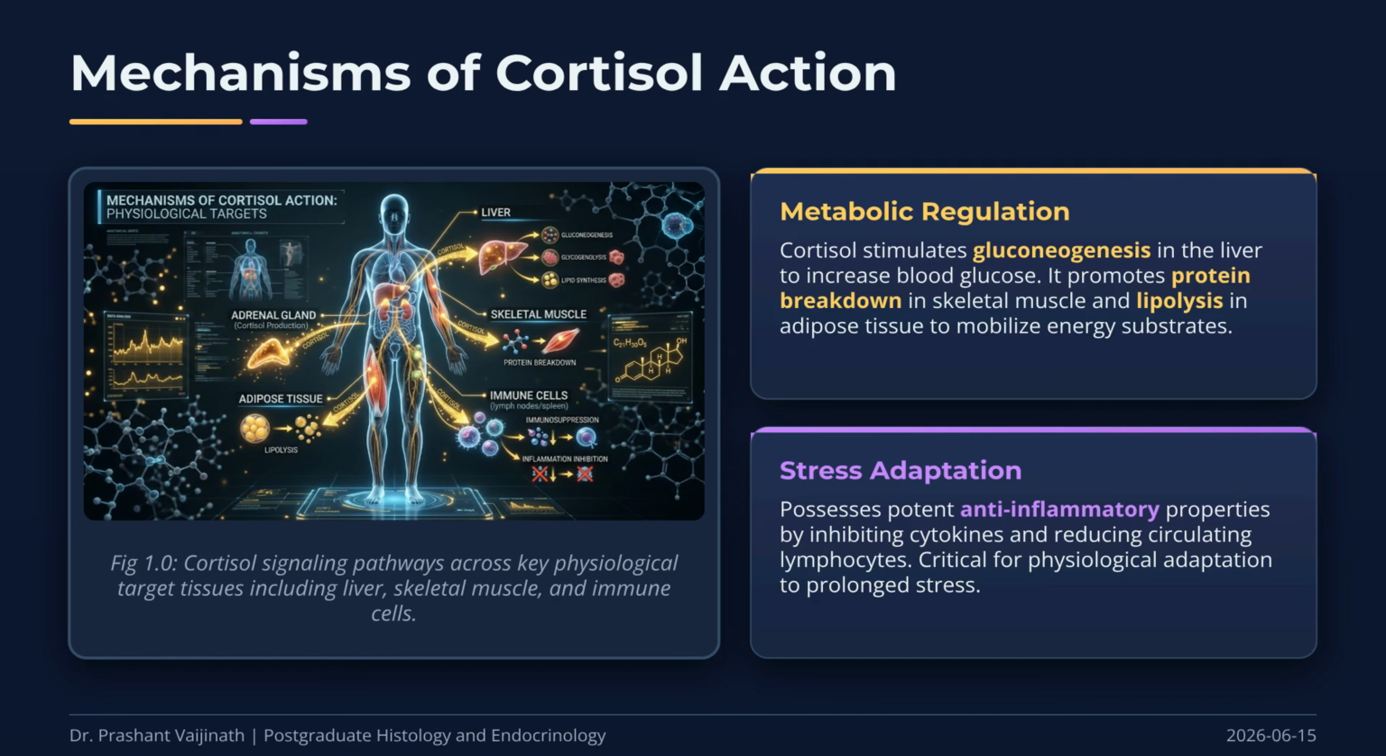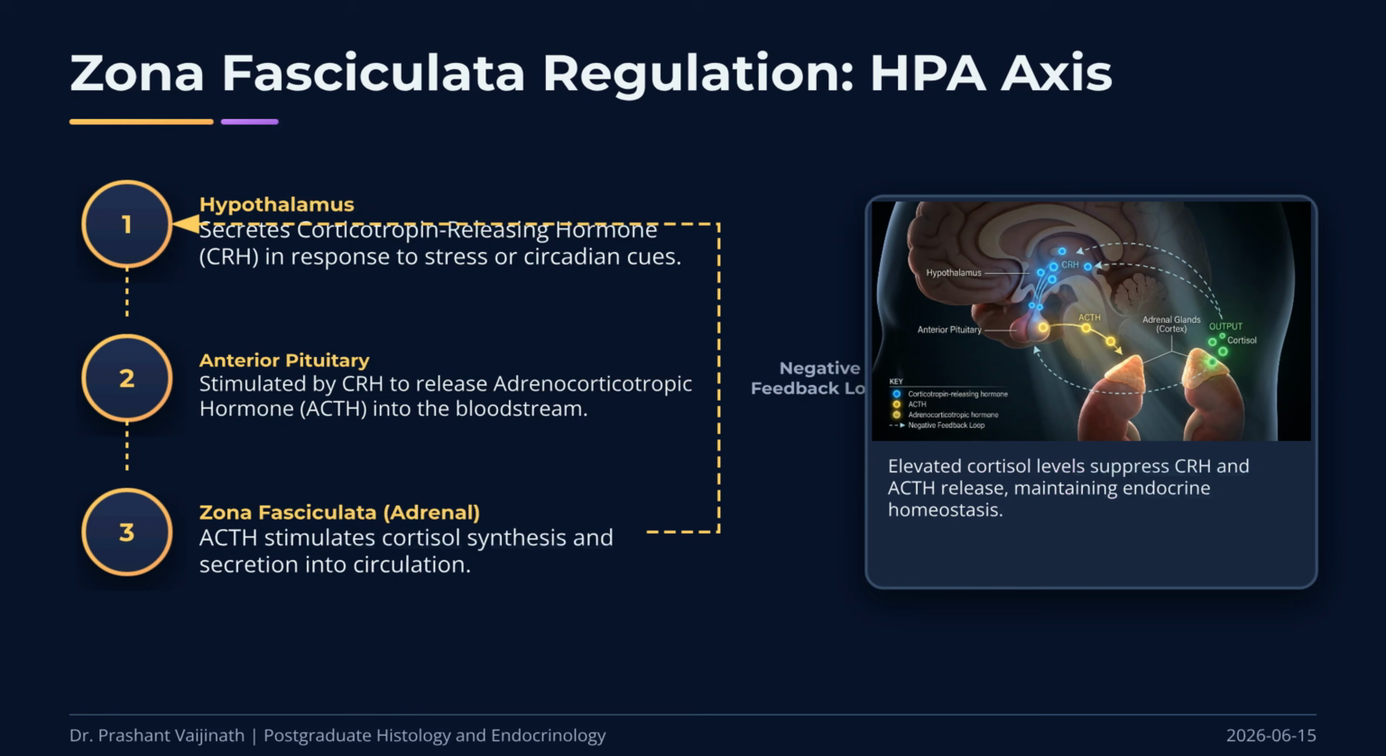During physical or emotional stress, increased cortisol secretion helps the body maintain energy balance and adapt to challenging conditions. However, abnormal cortisol levels can lead to serious disorders. Excess cortisol results in Cushing syndrome, whereas cortisol deficiency causes adrenal insufficiency. The secretion of cortisol is controlled by the hypothalamic pituitary adrenal axis, commonly called the HPA axis.